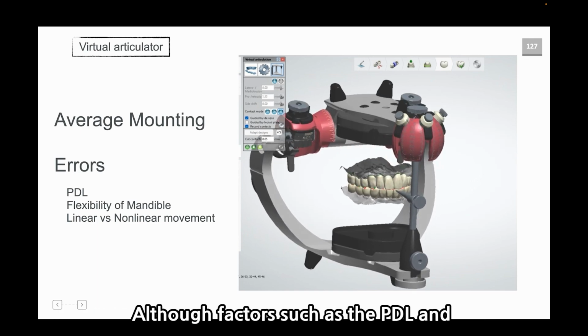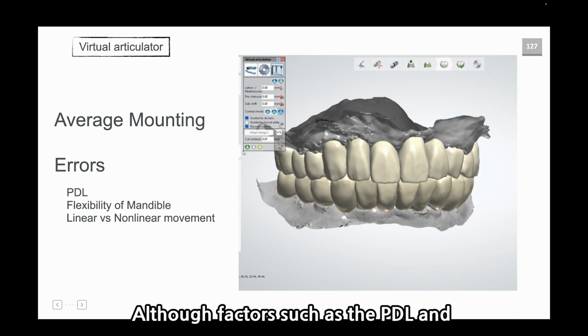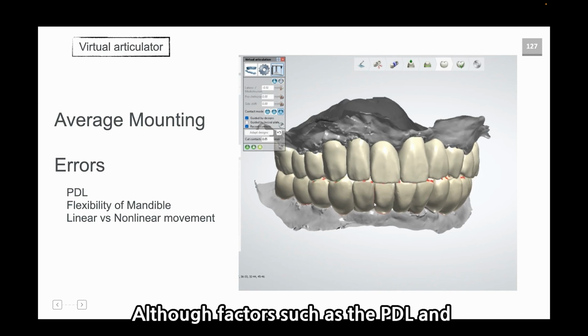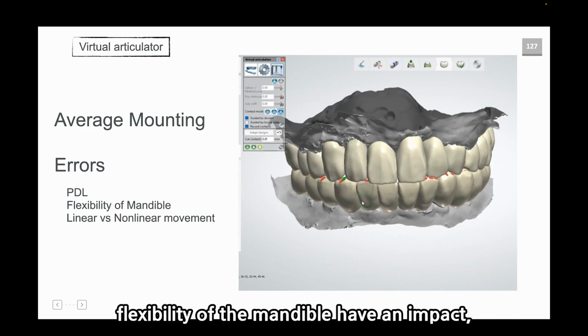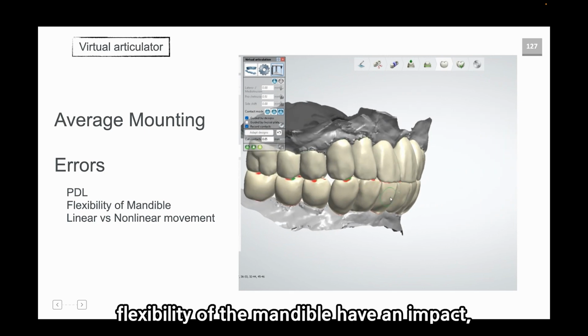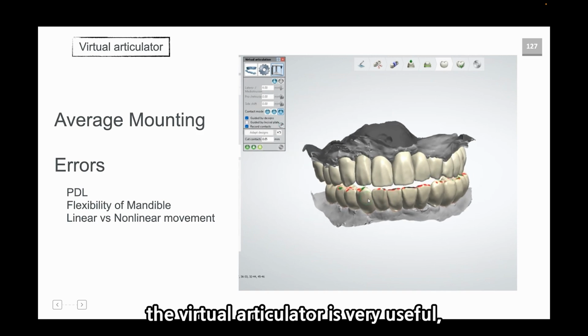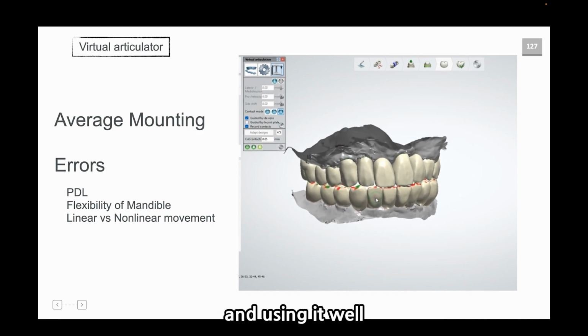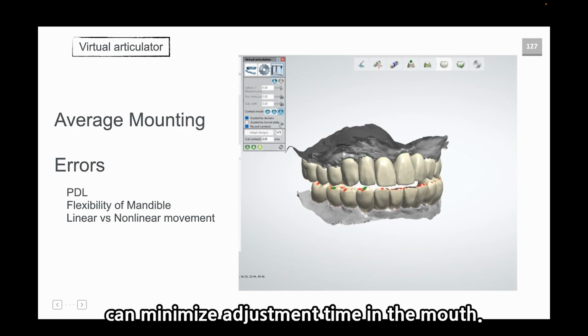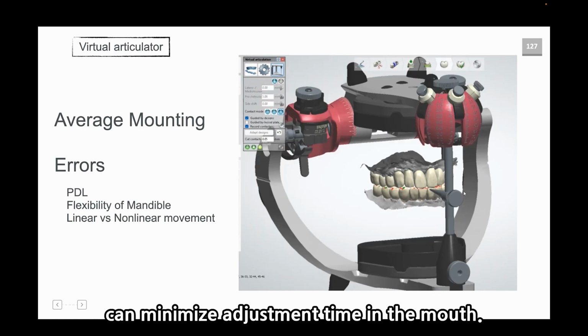Although factors such as the periodontal ligament and the flexibility of the mandible have an impact, the virtual articulator is very useful, and using it well can minimize the adjustment time in the mouth.